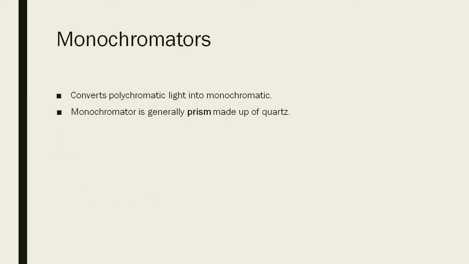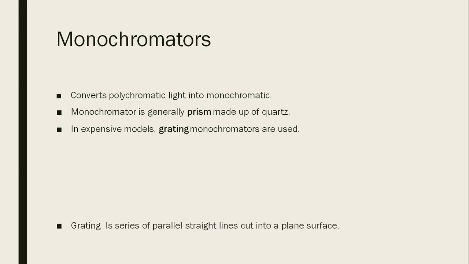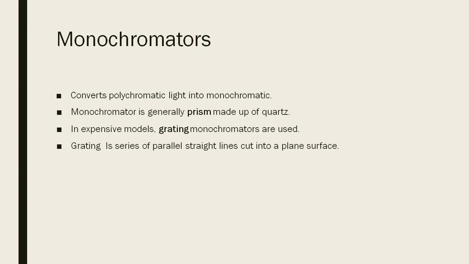Next part is monochromators. Monochromators convert the polychromatic light into monochromatic. Monochromator is generally a prism which is made up of quartz. In expensive instruments, instead of prism, grating monochromators are used. You know, grating is a series of parallel straight lines which is cut into a plane surface.